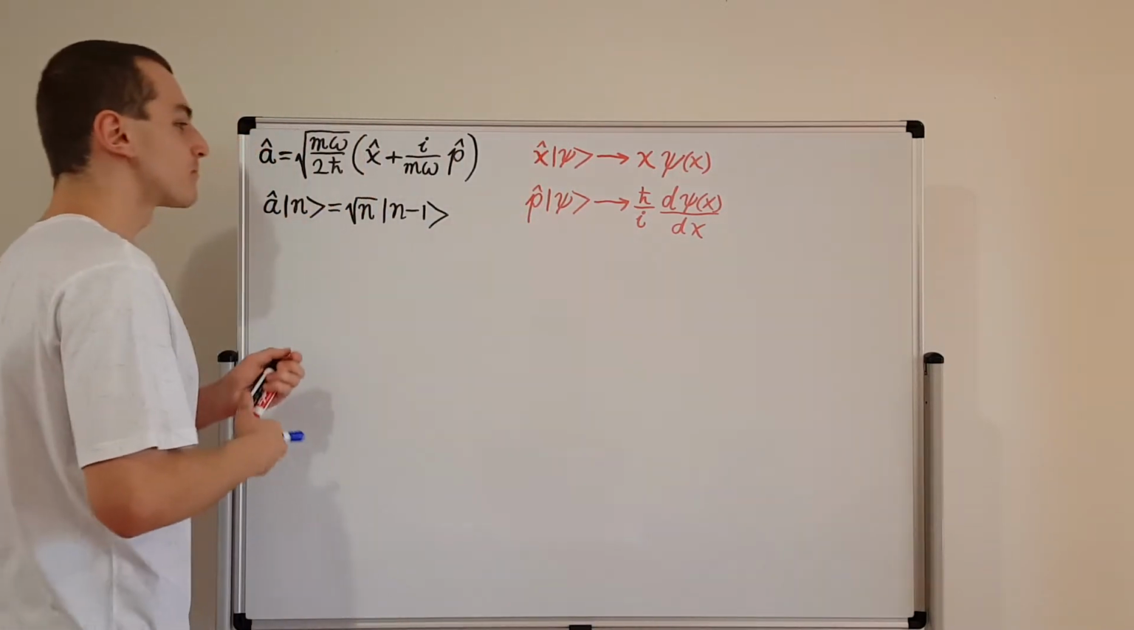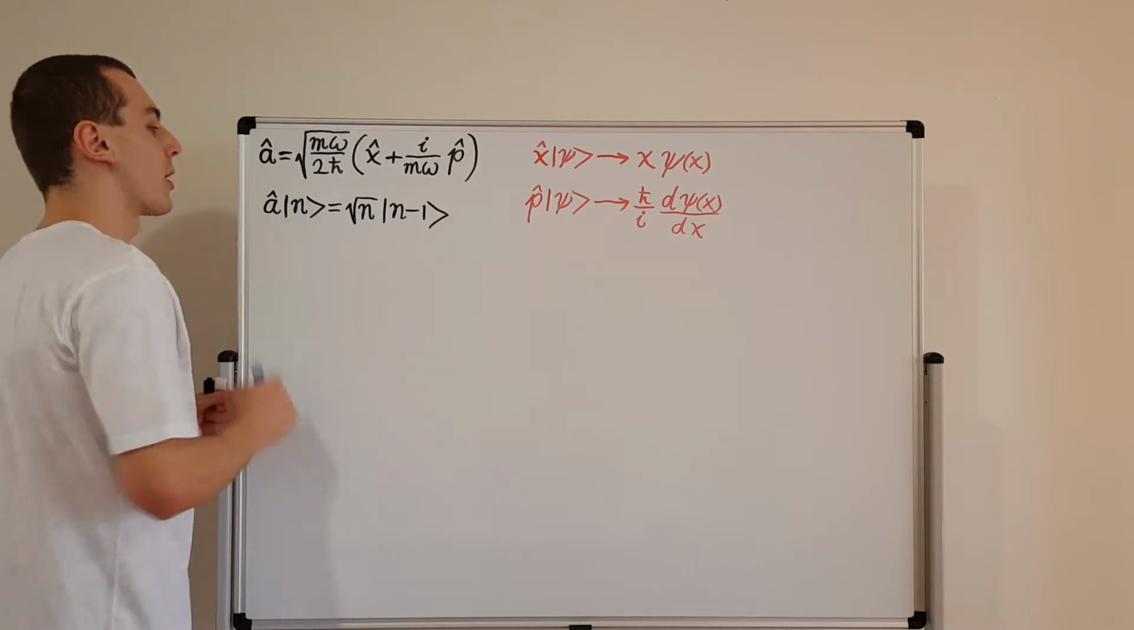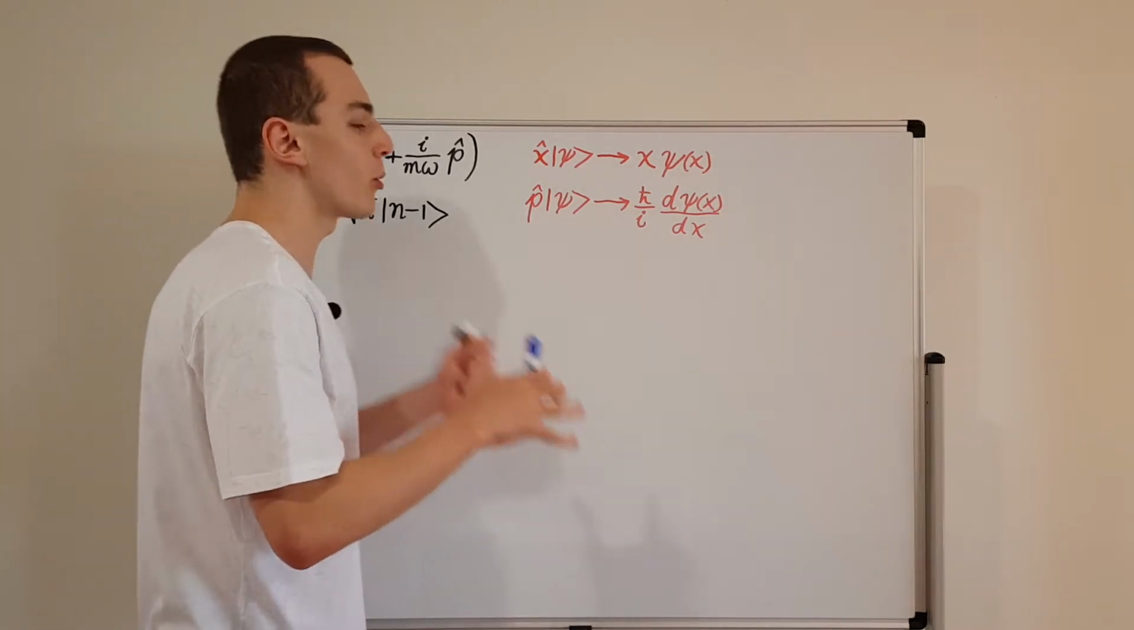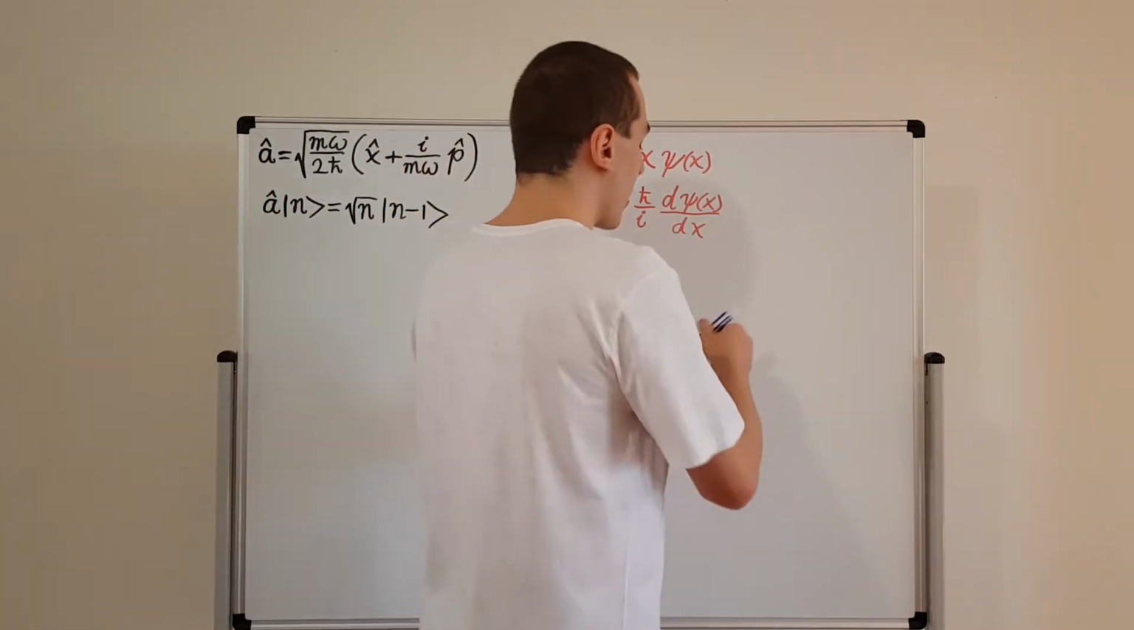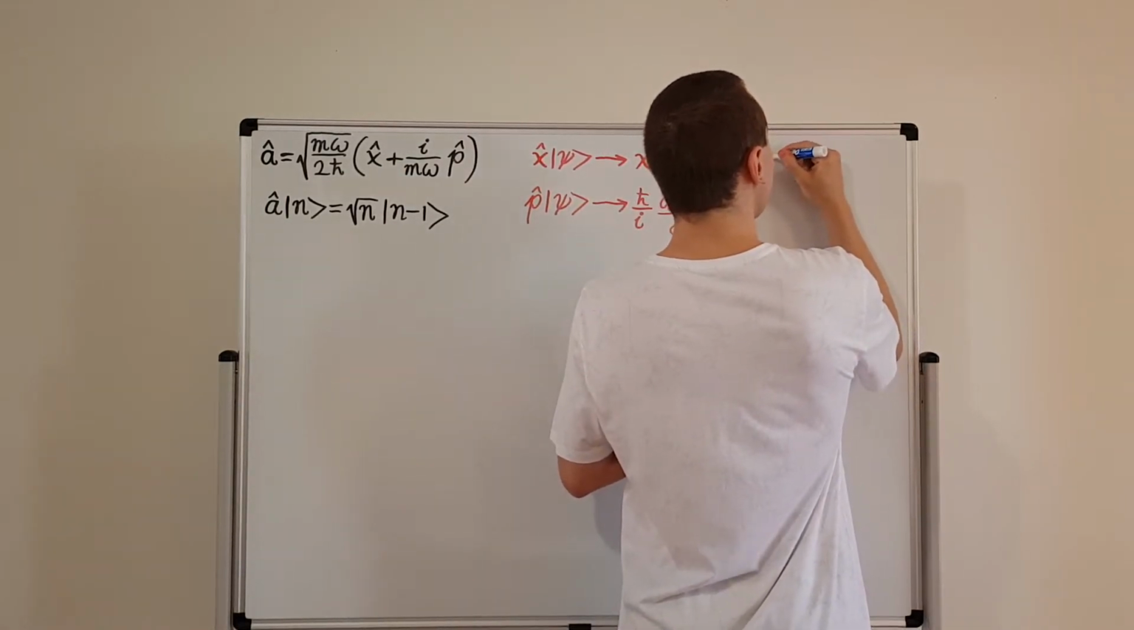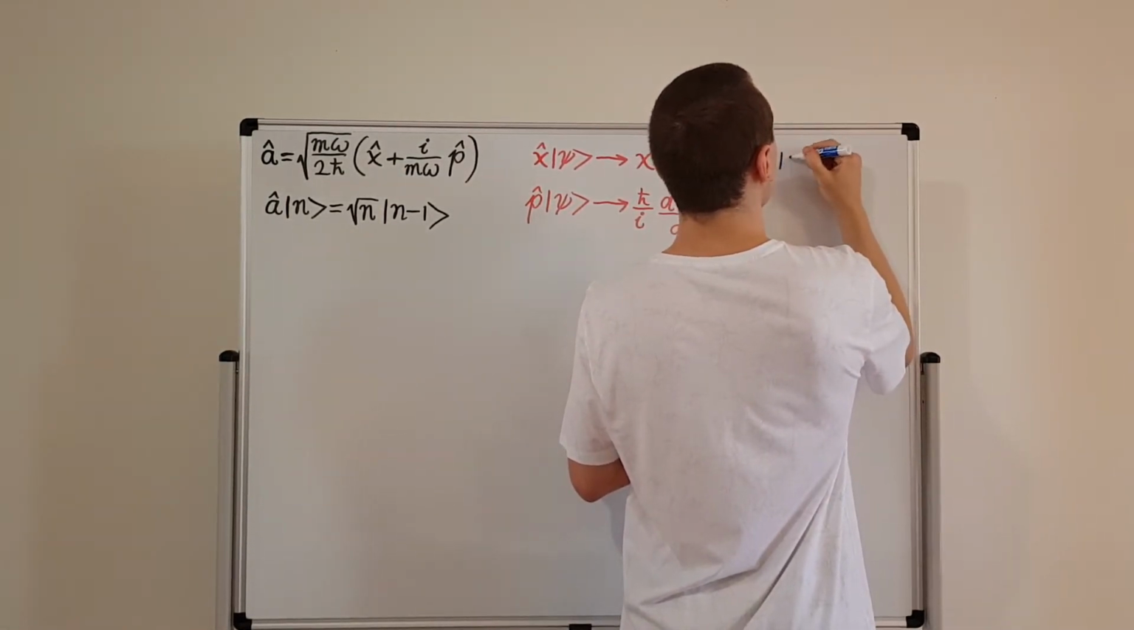We need to know what happens when we act on the ground state, because the whole goal of this video is to find the ground state wave function. So what happens when we take A, and we act on the ground state.